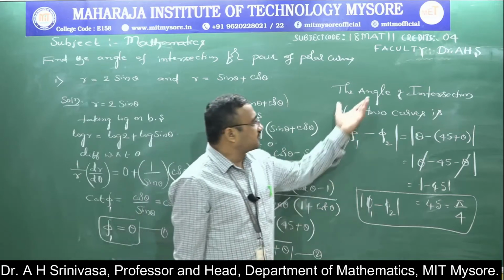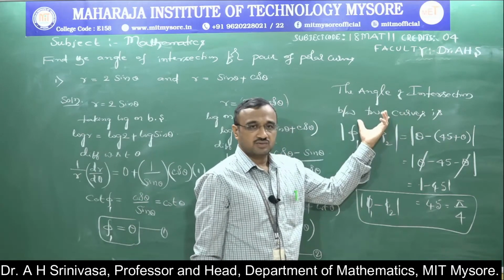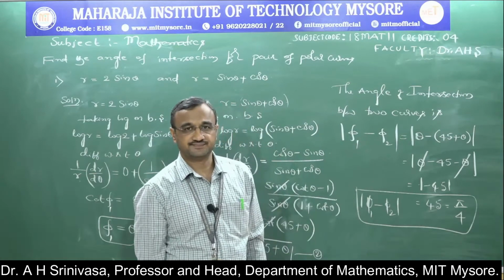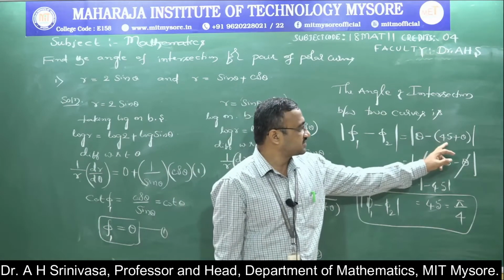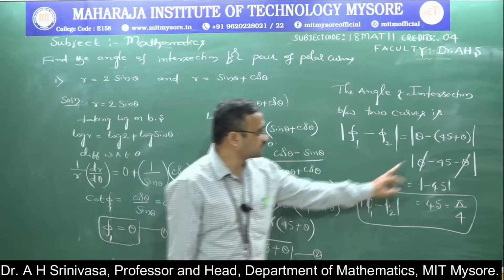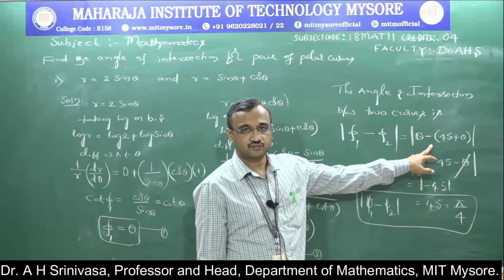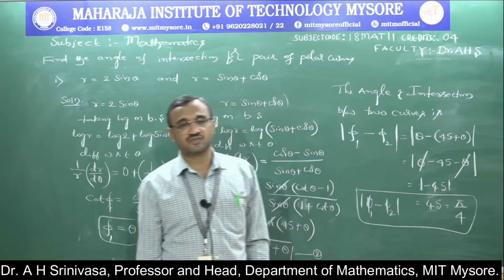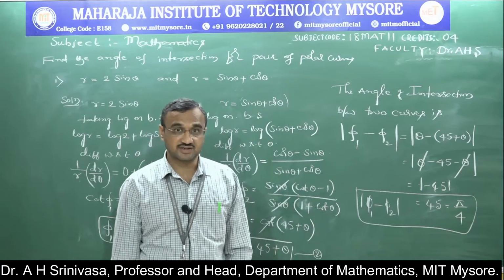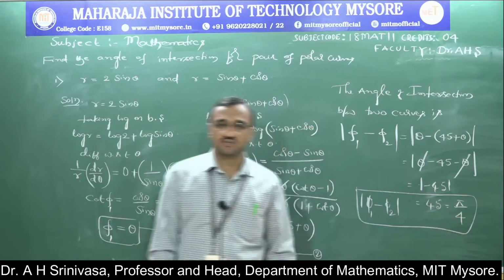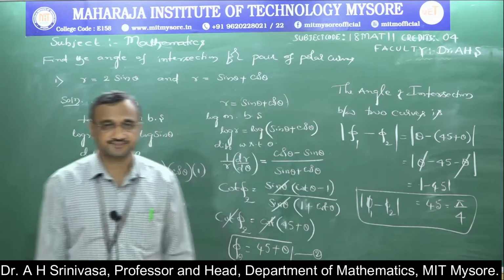I want the angle of intersection between two curves. You have to use this formula, the absolute value of phi 1 minus phi 2. That is theta minus the second term, 45 plus theta, from the second equation, which you substitute here now. Okay. Now cancellation of these two, we get minus 45. It's an absolute value. The angle cannot be negative, so I have to take it as positive. We convert it in terms of radian, we get pi by 4.